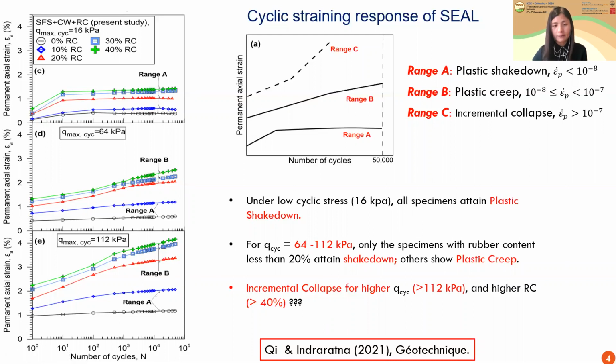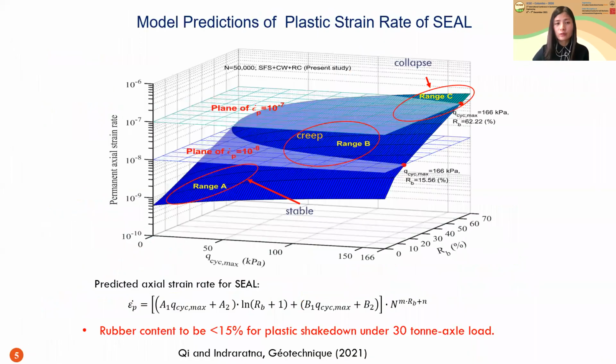But what will happen if we keep increasing the rubber content and the vertical cyclic stress? To answer this question, we developed an empirical model to predict the permanent axial strain rate of the mixtures. Based on the prediction, we found that under a vertical stress of 166 kilopascal, which is equivalent to a 30-ton axle load, when the rubber content is around 62%, the mixture will collapse.